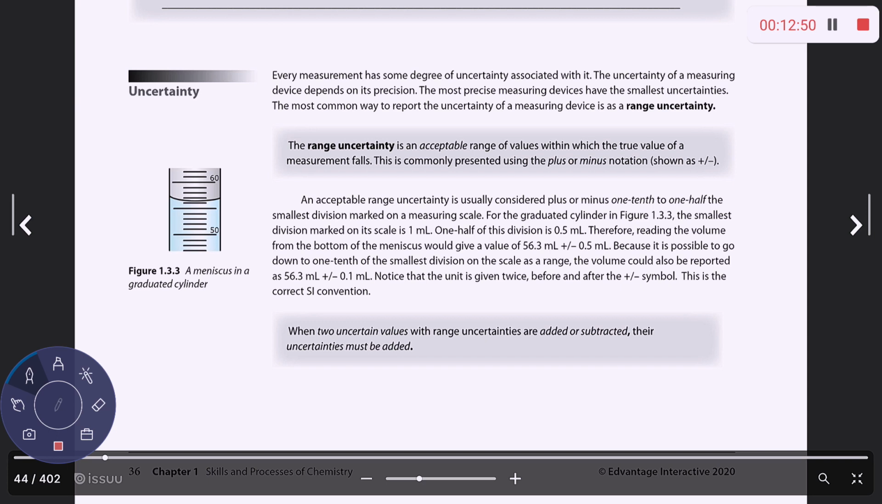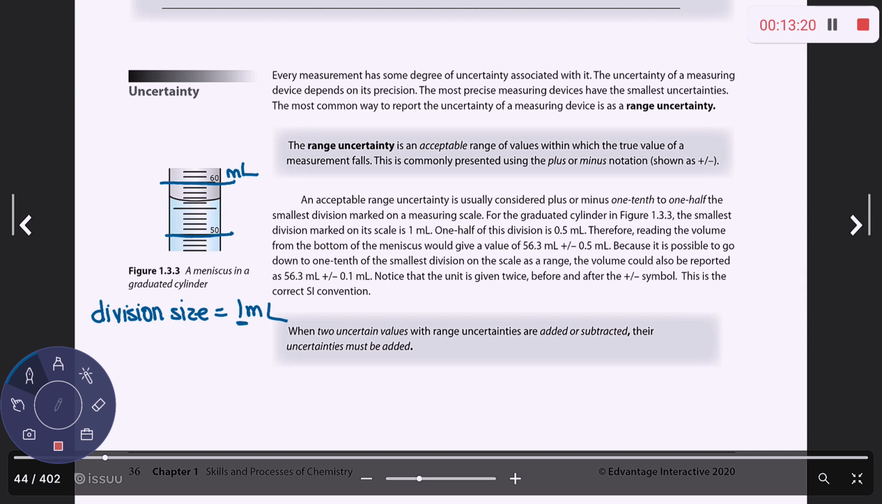So anytime you're making a measurement using a graduated cylinder or anything with divisions, you have to determine the division size. So if this is 50 and this is 60, and we're going to say that our units are milliliters, every division is going up by 1 milliliter. Would you agree with me? So that means your division size is 1 milliliter.